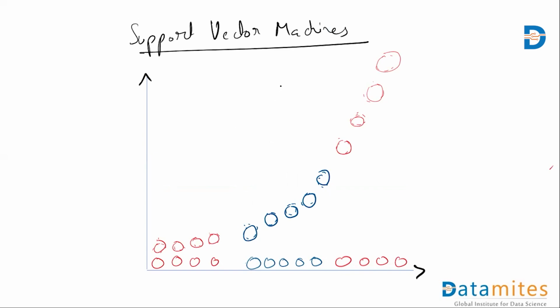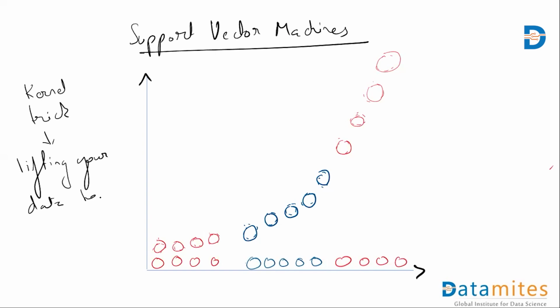What differentiates support vector machines, or the specialty of support vector machines, is something called a kernel trick. A kernel trick is all about lifting your data to a higher dimension. It sounds all very technical and cool, but let's see what that is.